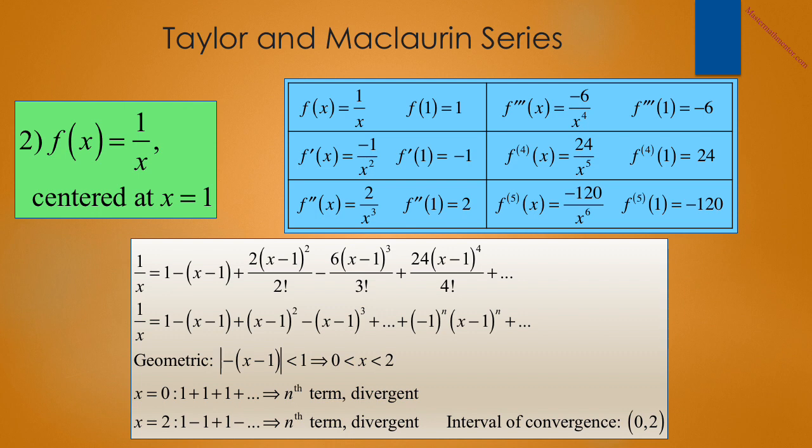plus dot dot dot. And we have enough evidence now to write the nth term as negative 1 to the n times x minus 1 to the nth power plus dot dot dot.